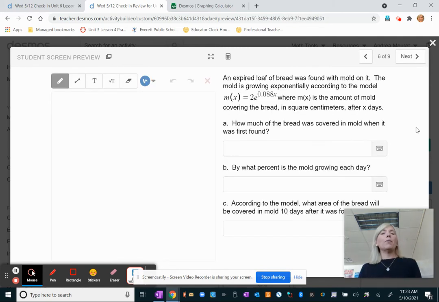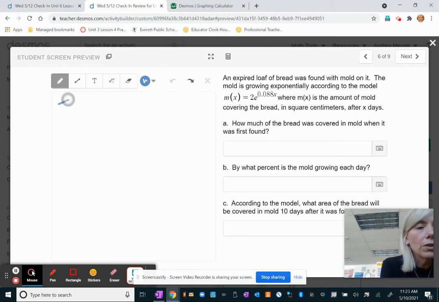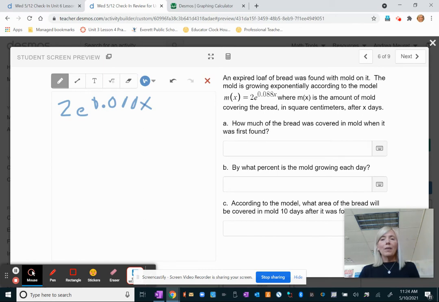Okay, so this problem about the mold growing, when I look at the equation, m of x equals 2e to the 0.088x. Let's see if I can get it to write. Those are 8s, this looks awful. And so it's mold growing.